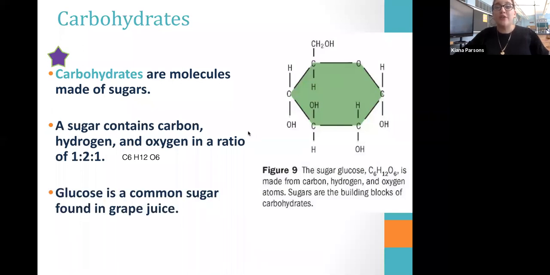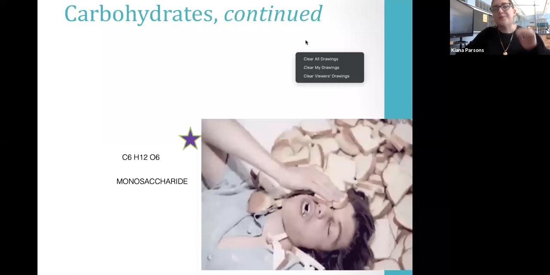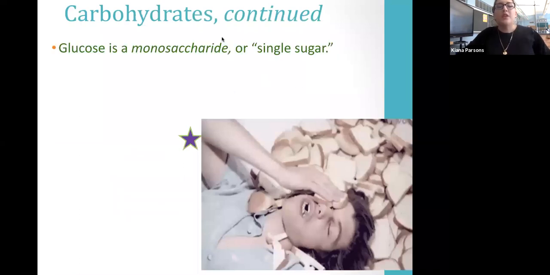Glucose is a common sugar found in grape juice. So glucose is a monosaccharide, not just in grape juice, but in apple juice, in candy. You'll see glucose in many different things. Glucose is the scientific term that describes what we usually refer to as sugar. So, glucose is a monosaccharide or single sugar.